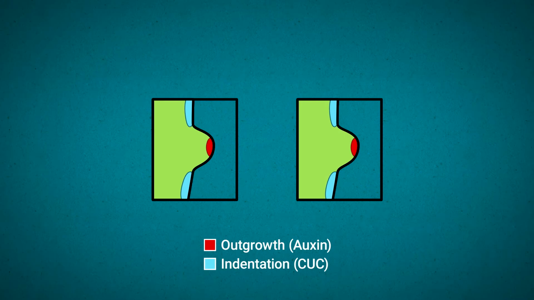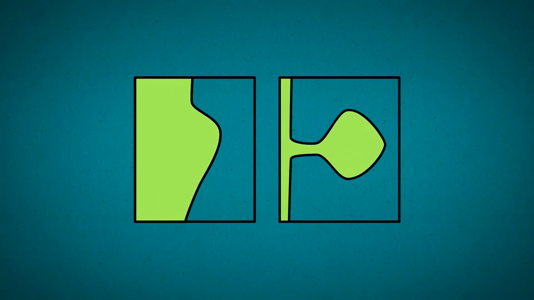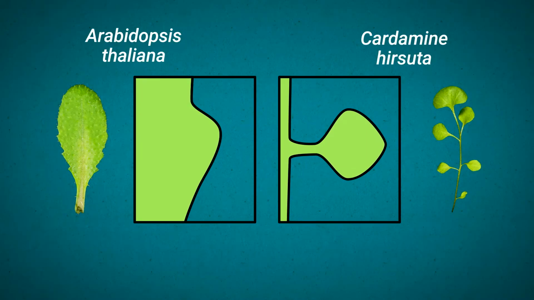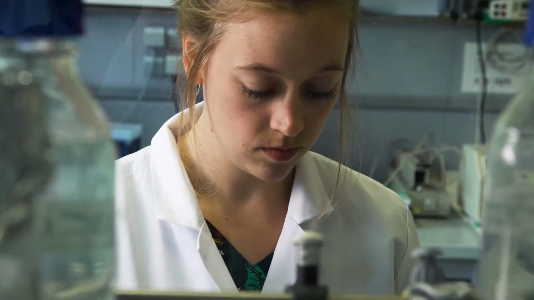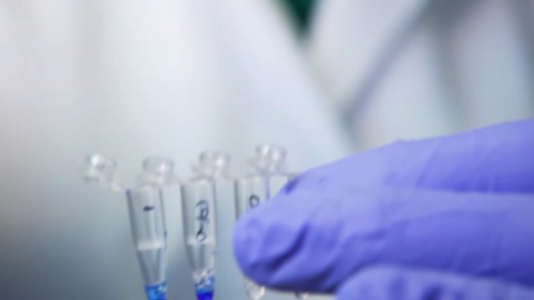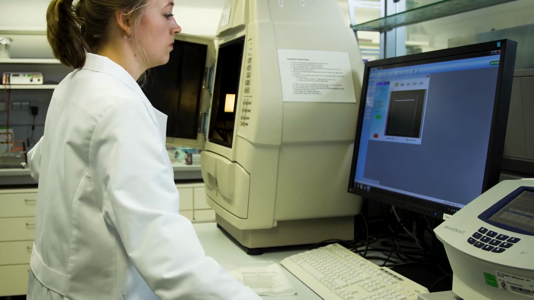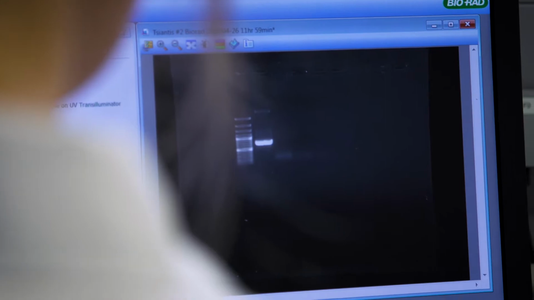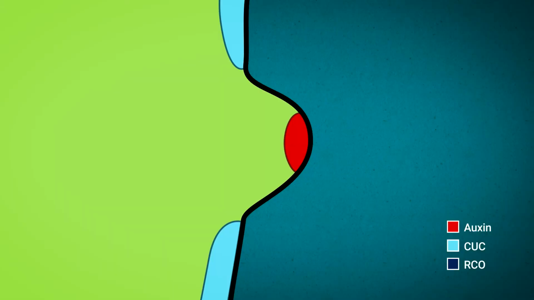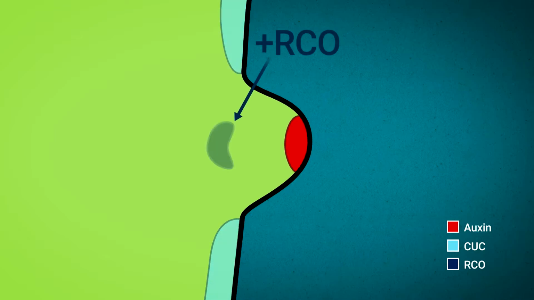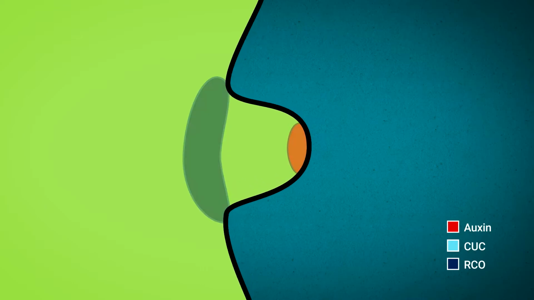How then does the same patterning mechanism make outgrowths into shallow teeth in Arabidopsis, but large distinct leaflets in Cardamine? The culprits here are two homeobox genes that are active in leaves of Cardamine, but not Arabidopsis. Until now, it was unclear how they affect cellular growth to shape leaf form. We found that the first gene, called RCO, only acts locally, repressing growth around outgrowths, making them deeper.